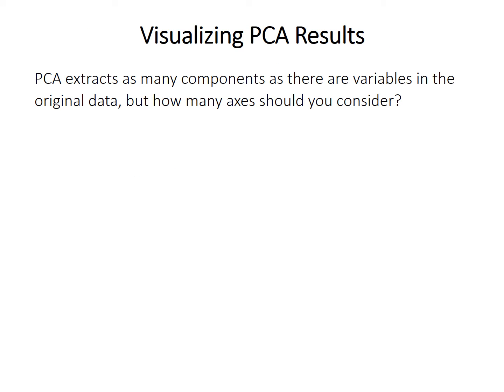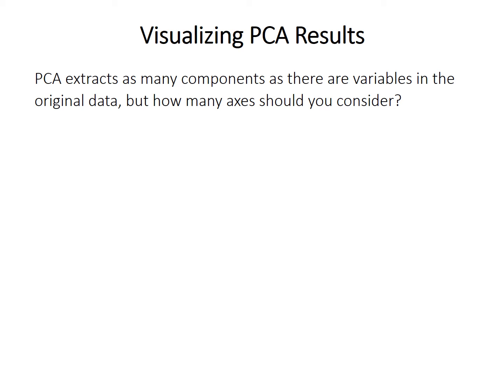So PCA just rotates the axes to this new coordinate system, but there still are just as many axes as there were in the original data. If you have 10 variables, you get 10 principal components. And so the whole point, really, as I've been saying, is to simplify the data for interpretation. So obviously we can't look at all 10, but how many should we look at?